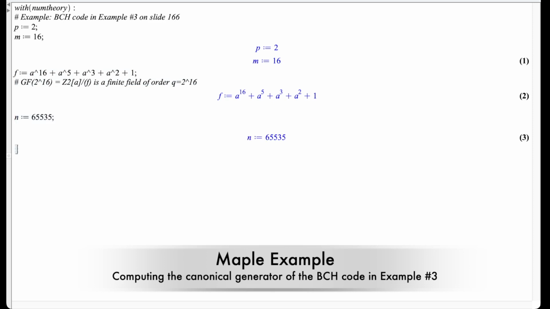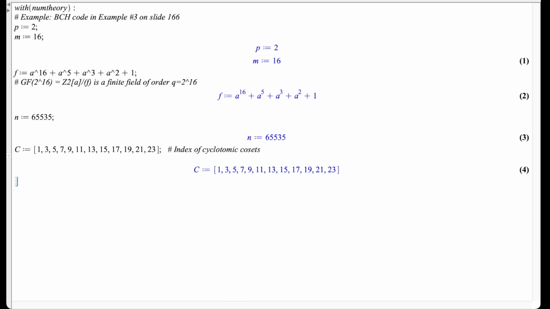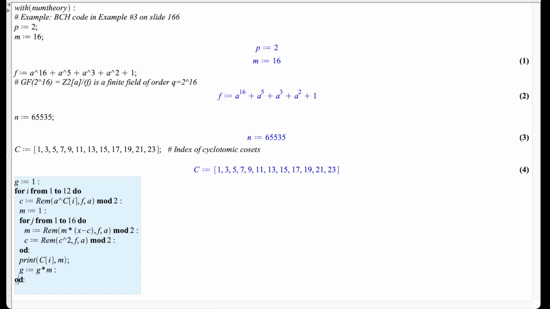We'll take beta to be a, so n is q to the m minus 1, which is 65,535. Now the canonical generator g of the BCH code is the product of the minimal polynomials of the 12 odd powers of a, from the first power to the 23rd power. So we need to compute 12 minimal polynomials and then multiply them together. This piece of Maple code accomplishes this. For each odd number, let's say j, between 1 and 23, Maple computes the minimal polynomial of a to the j as a product of the linear factors whose roots are the conjugates of a to the j with respect to GF(2).